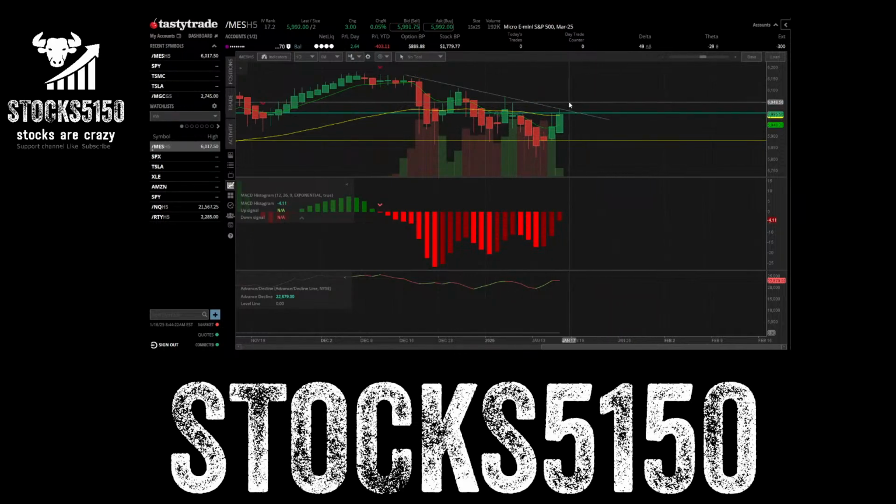So if we break above that trend line right there, two things can happen today which will be positive. If we break above this trend line and stay above it and go up, that'll be good. Or if we break below this and stay below it, we can go into puts. You see what I'm saying? But we're looking to the upside.